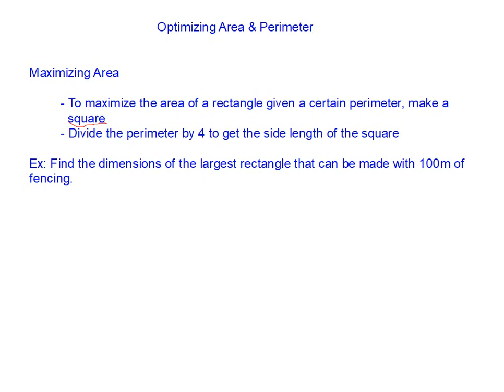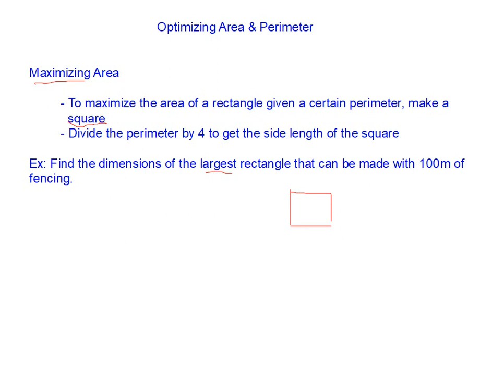Let's work through an example so you can see what that looks like. Here the question asks, find the dimension of the largest rectangle that could be made with 100 meters of fencing. Because it's asking us for the largest rectangle, that's an indication that we're trying to create the maximum area. So when we say the largest rectangle, the one that has the largest area. We know already that if it's going to be the largest area, it needs to be a square.